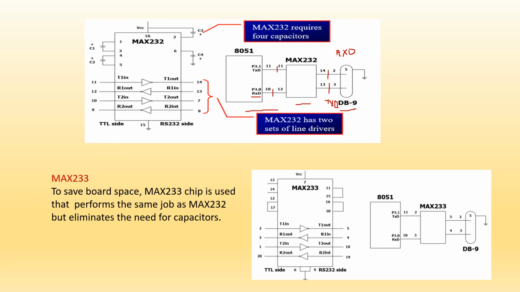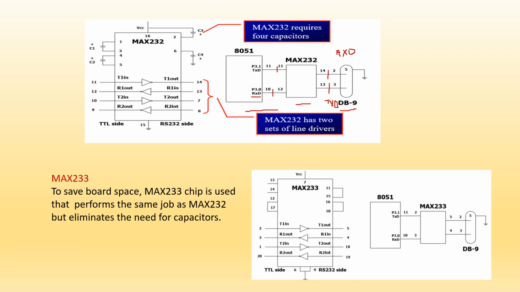Okay, so I can say that the T1 in of the MAX232 is connected to P3.1, that is the TXD output of the AT51. Pin number 11 is on the TTL side. Pin number 14 of MAX232, which is on the RS232 side, is connected to pin number 2, that is the RxD line of the DB9 connector.